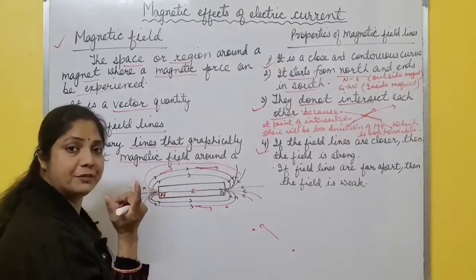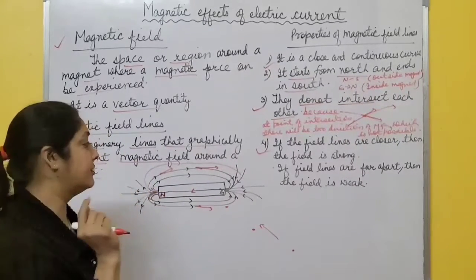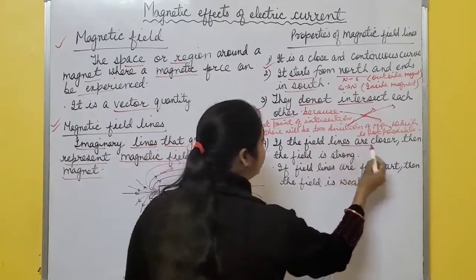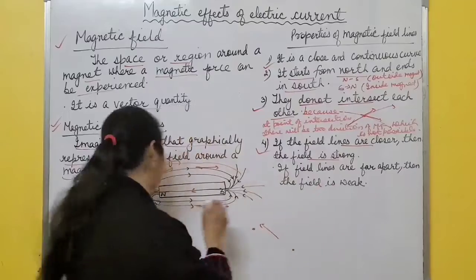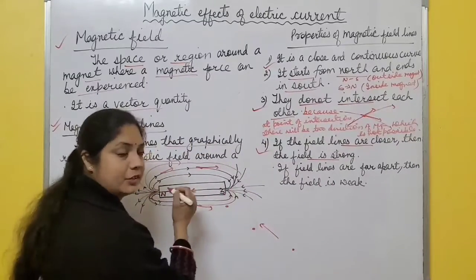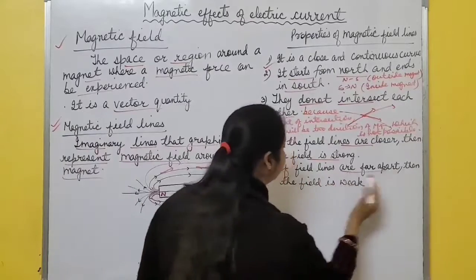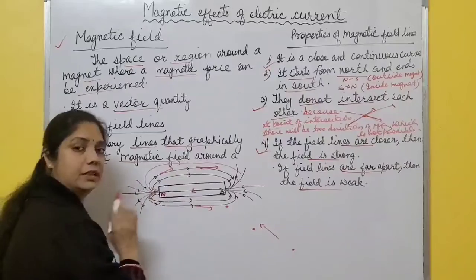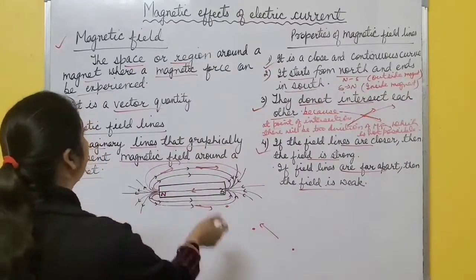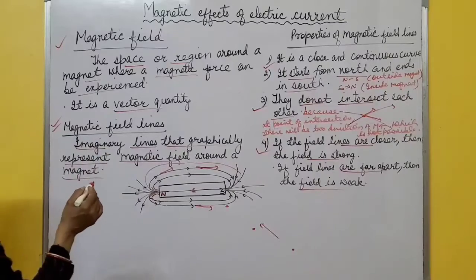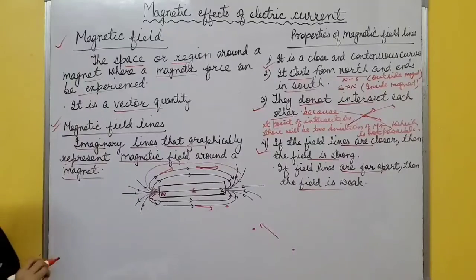Where there is separation between the field lines, at that point the field is very weak. So these two points are very important. If the field lines are closer, then the field is very strong, which is at the poles of the magnet. Here at the North Pole and here at the South Pole, field lines are very close to each other. If the field lines are far apart, the field is weak, and it is weakest at the middle of the magnet. So these are some important properties of magnetic field lines. They are used to represent the magnetic field.